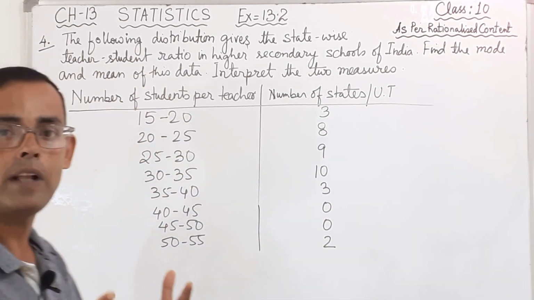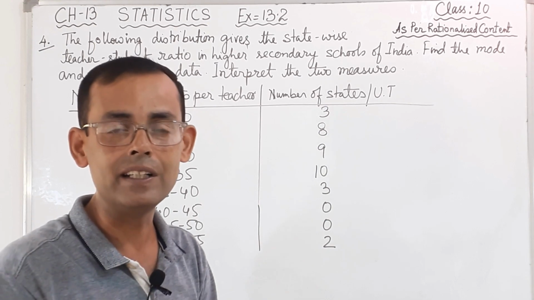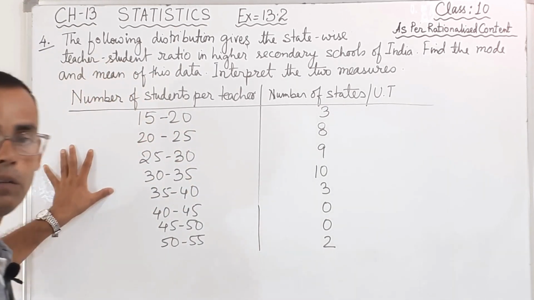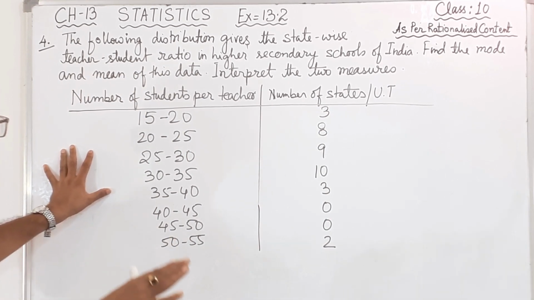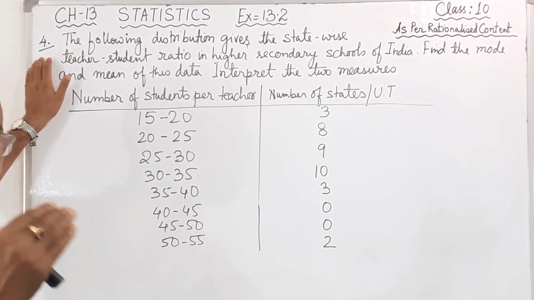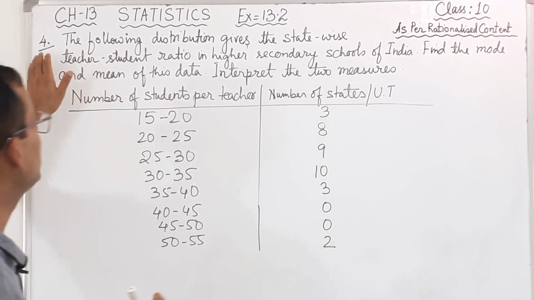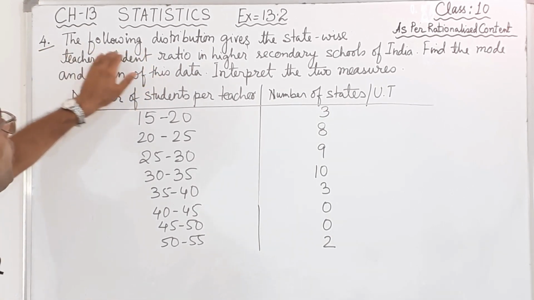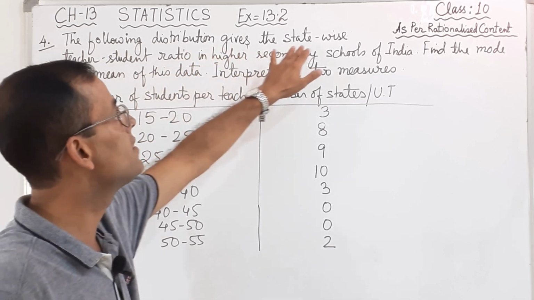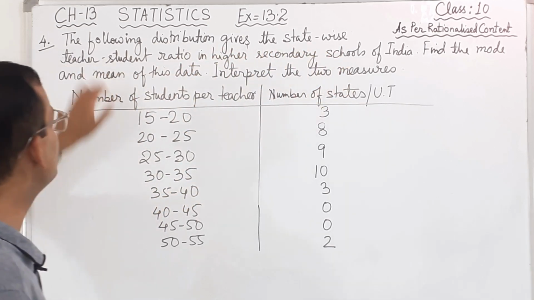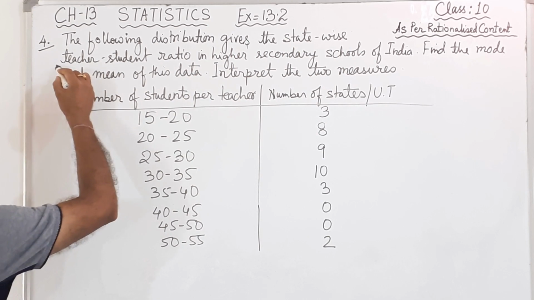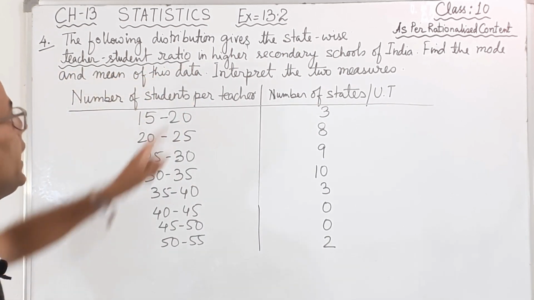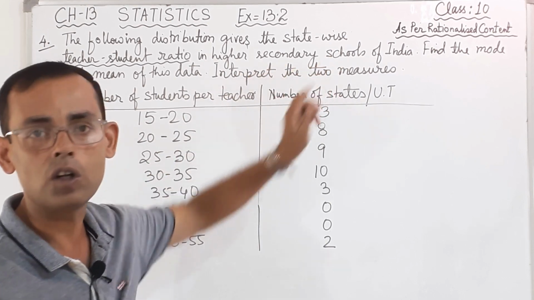Then the concept will be clear and it will be easy for you to understand this sum. Now we will solve question number 4. We have solved till question number 3, now question number 4. Let us see what they are asking us. The following distribution gives the state-wise teacher-student ratio. So they are providing us information about teacher-student ratio in higher secondary schools of India.